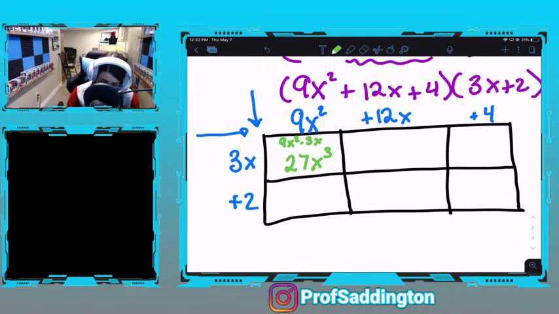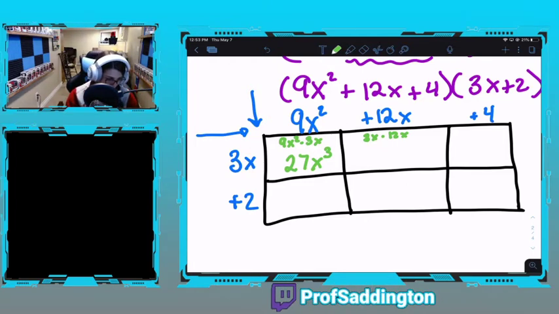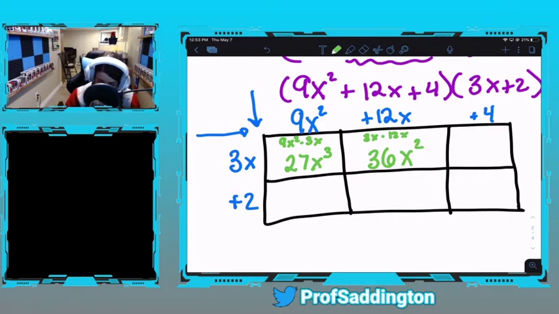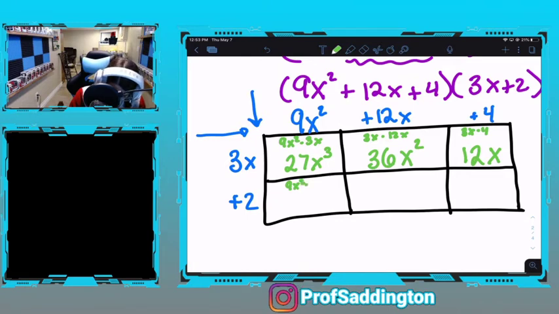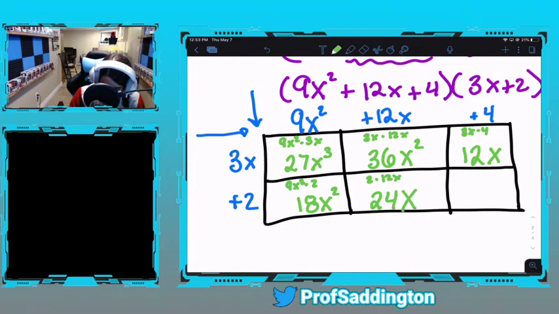Okay. Next, we have 3x times 12x. 3x times 12x, what's that? 36x squared. In the box next to that, we have 3x times 4. That's going to be 12x. Moving down to the bottom row, we have 9x squared times 2. That's going to give me 18x squared. In the middle there, we have 2 times 12x, which is 24x. And then in my last box, I have 2 times 4, which is 8.